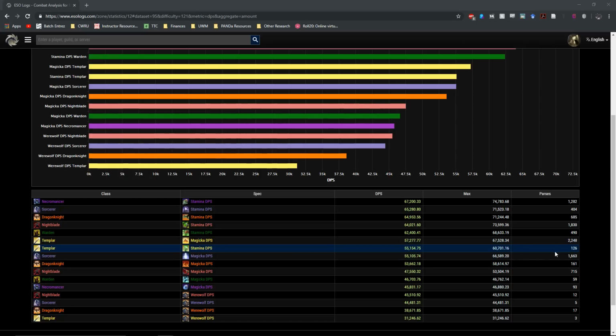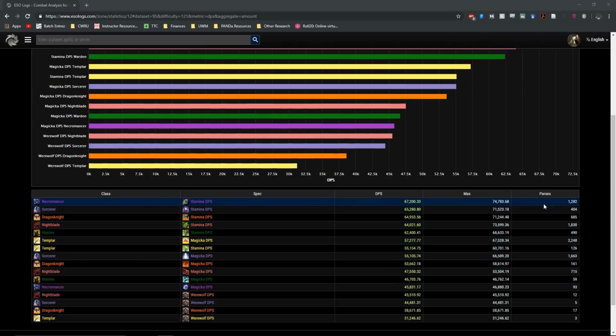So if we take a look at Stamina Templars versus Necromancers, we only have 10% of the number of parses for Stamina Templars as we do with Stamina Necromancers. That's going to skew our numbers quite a bit here. So yes, there is going to be some DPS disparity between the top DPS class and the lowest DPS class. I'm not going to deny that. That is just the nature of MMOs. That's just the nature of games. There's always going to be a best spec. Truly balancing a game as large and as complex as ESO is quite the challenge.